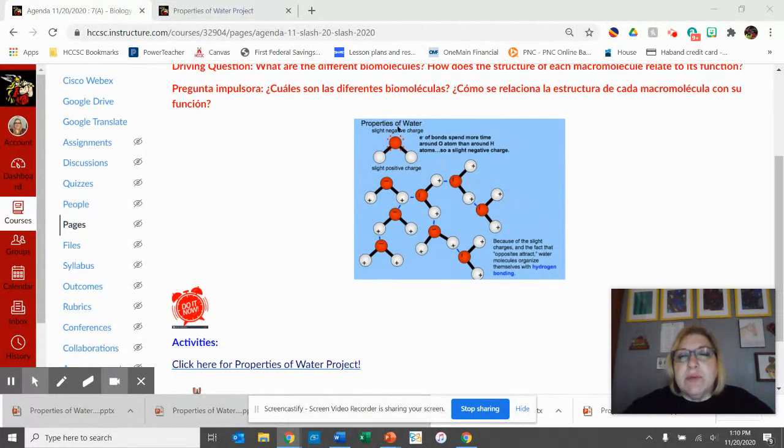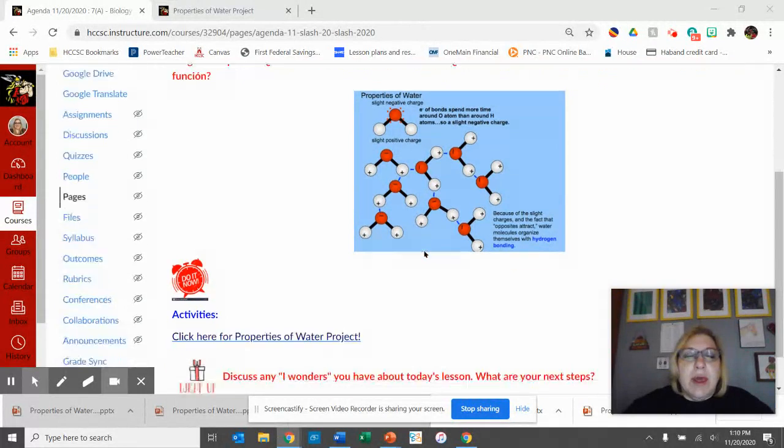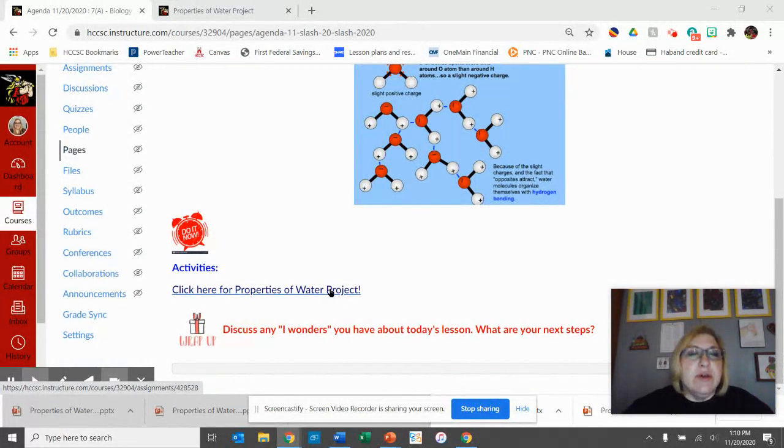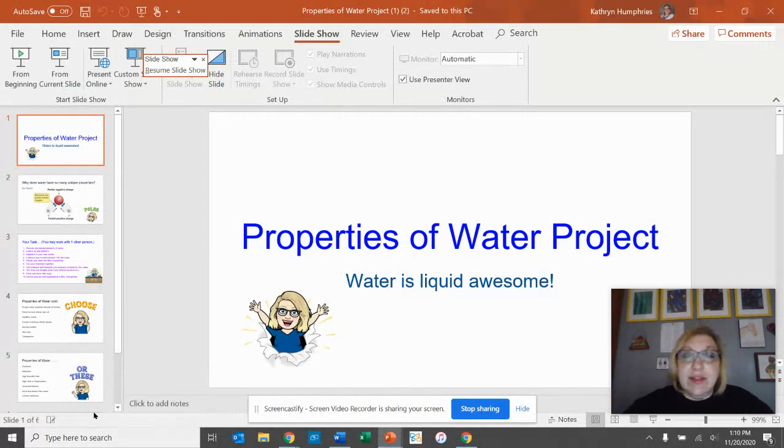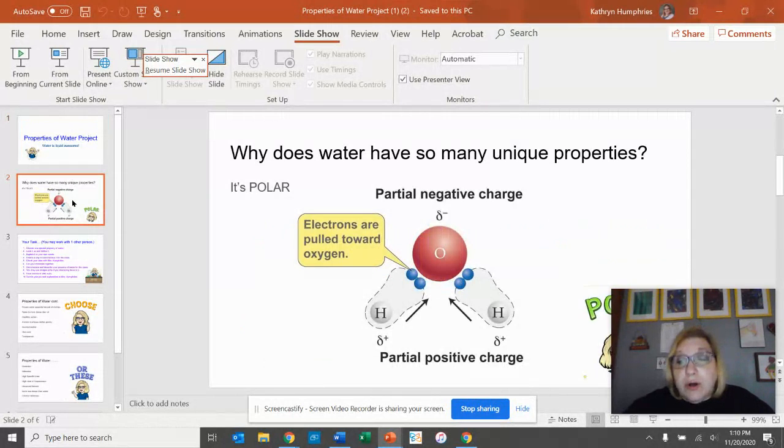So here we have a picture of the molecular structure of water, H2O, two hydrogens and an oxygen. If you click on the project down here, it will take you to this page, which has both projects in English and in Spanish. If you open that, it looks like this. So water is liquid awesome, and you're going to be learning how and why water is liquid awesome.